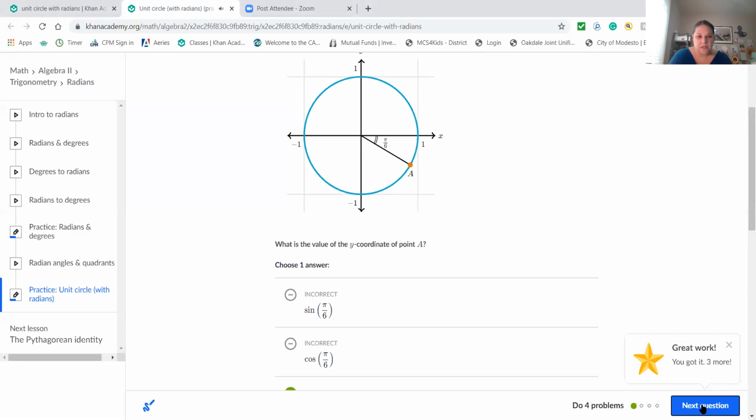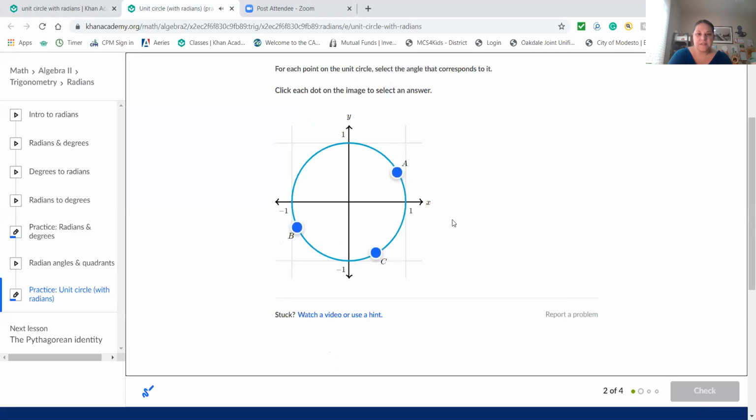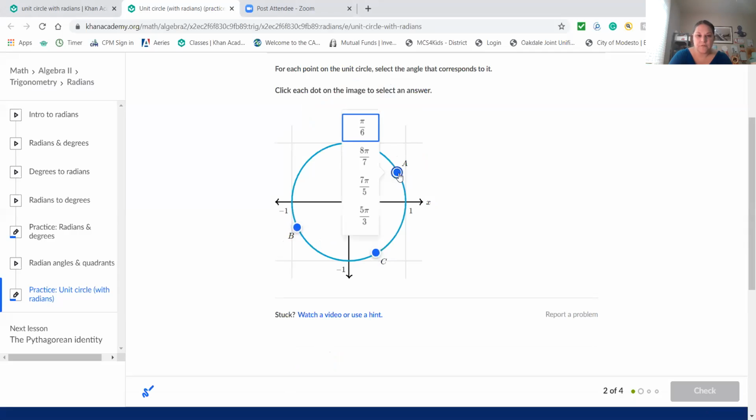Okay. For each point, select the angle that corresponds to it. So for point A, anything between 0 and 90 is going to be a denominator that is greater than 2, because the bigger the denominator, the smaller the slice. So the second choice, 8 over 7, is not going to work because that's more than one whole.